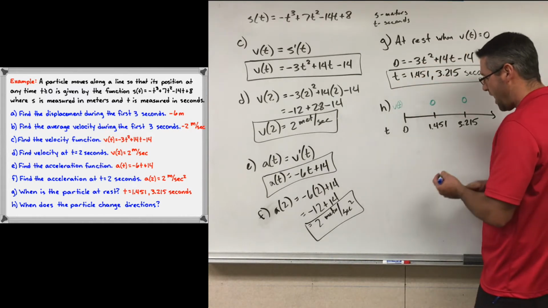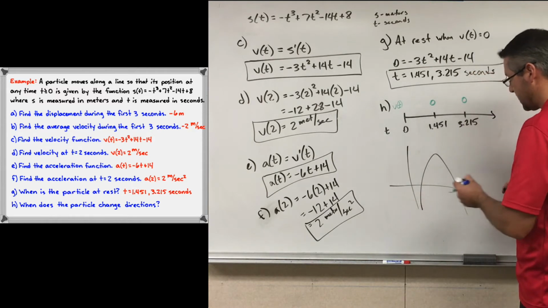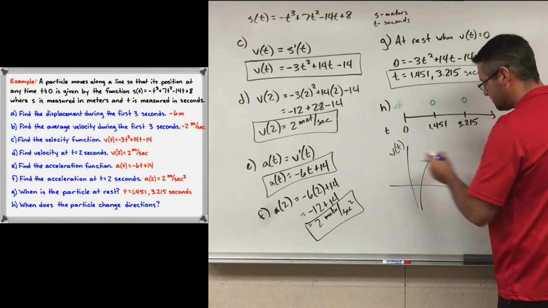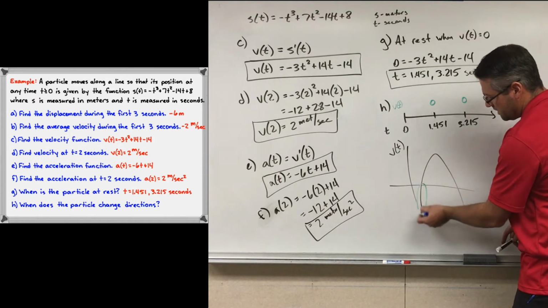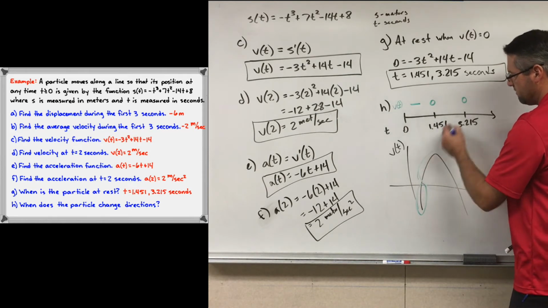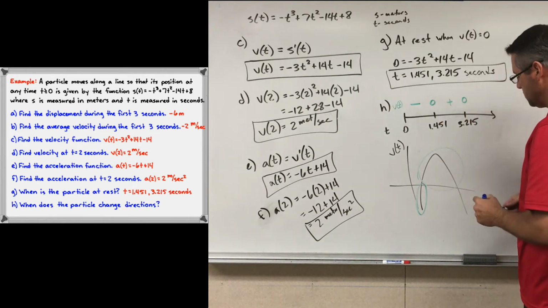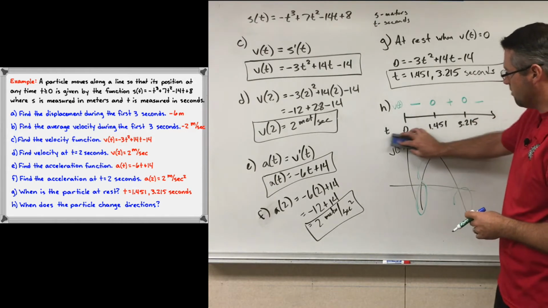Now, when I look at the graph, like I said before, I had a parabola that looks like this. And if this is my velocity function, I see that my velocity is negative in this region. So I'll put a negative sign there. And then it's positive in between the 2 zeros. And then it's negative to the right of 3.215. So now I have this number line here.